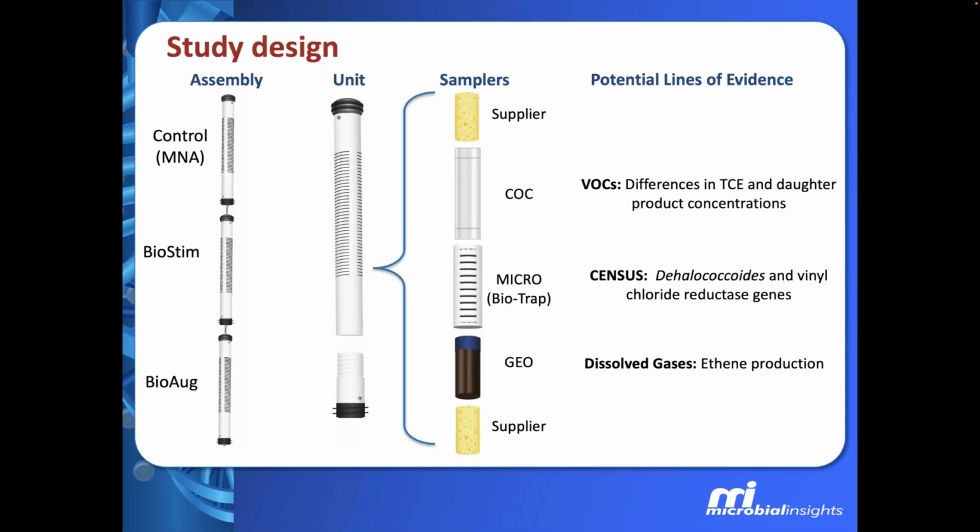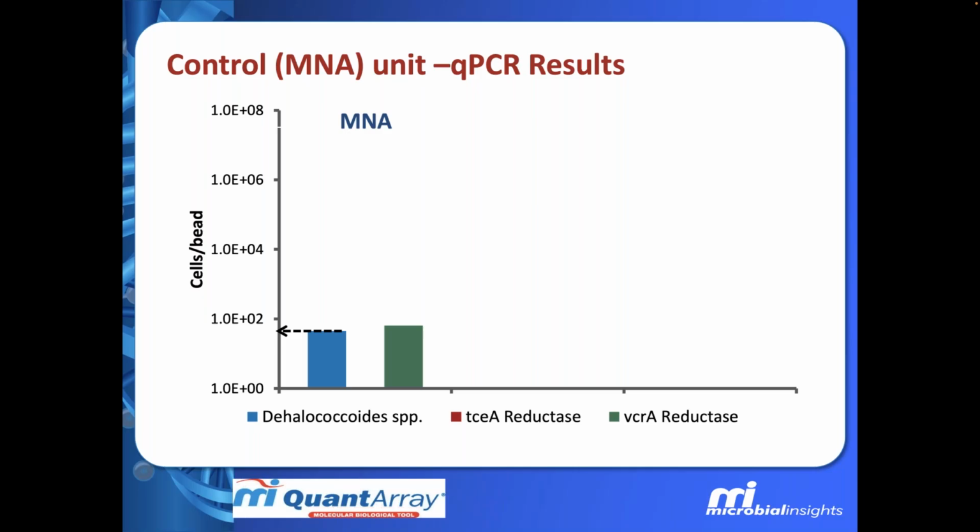So again, just to remind you, this is the way that the study would be designed, with in situ microcosms as a control, a biostimulation unit, and a bioaugmentation unit. In this particular case, we look at the results of the analysis of the control unit, and we see that Dehalococcoides is present at a concentration of about 10 to the 2. We're also picking up vinyl chloride reductase.